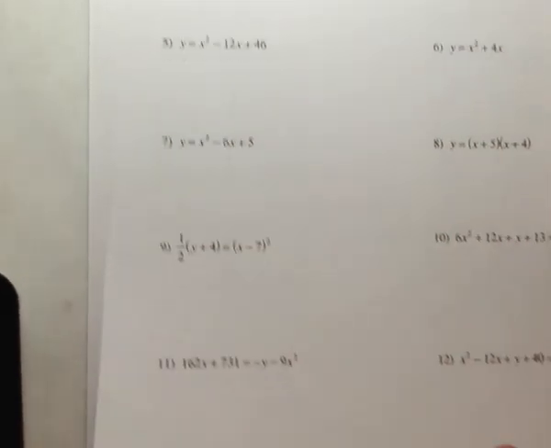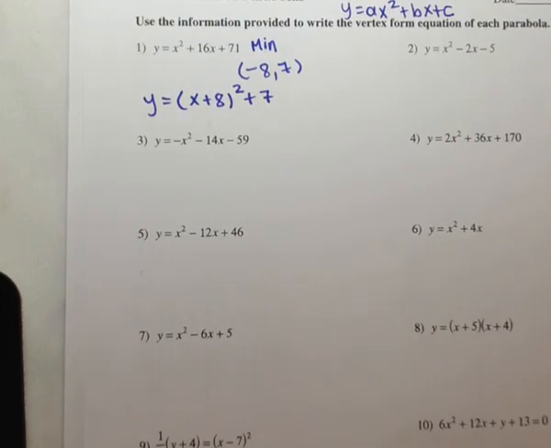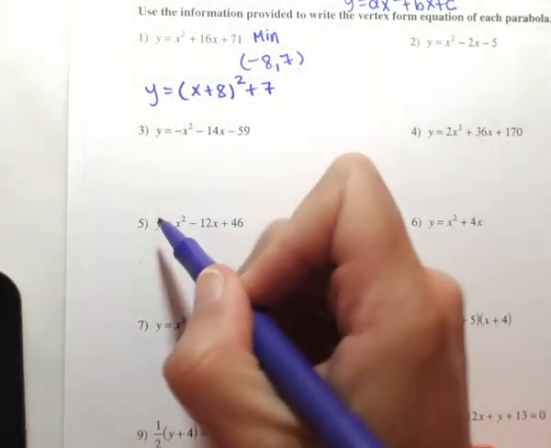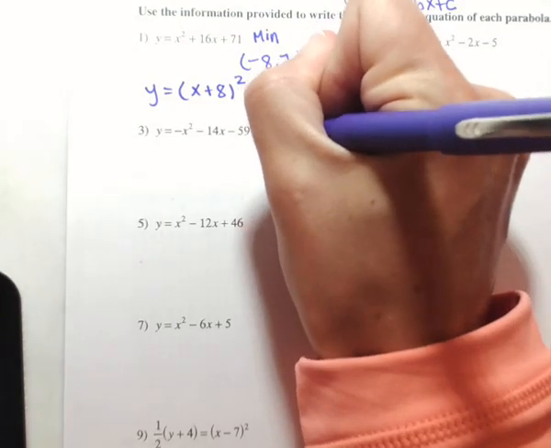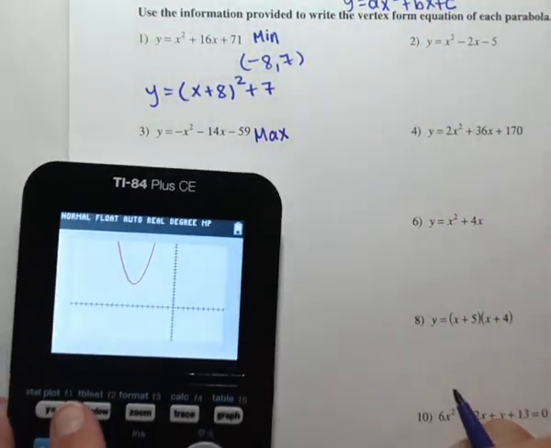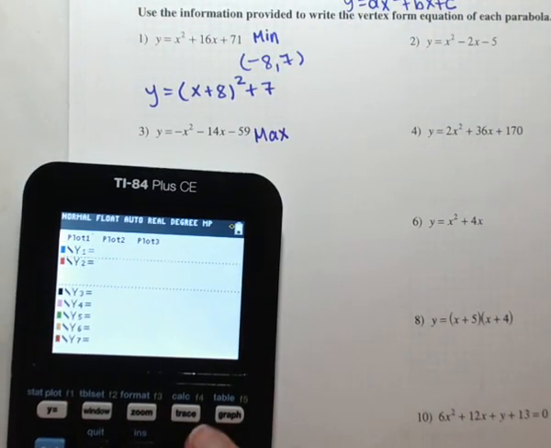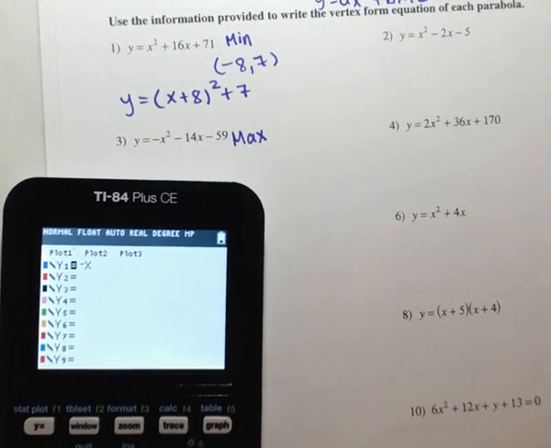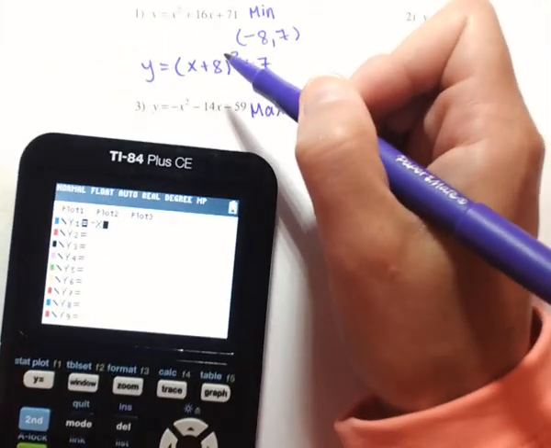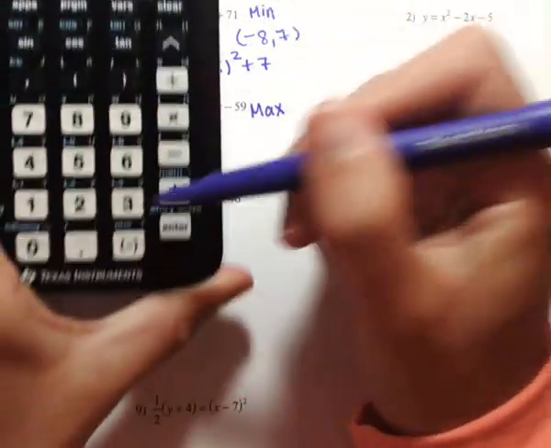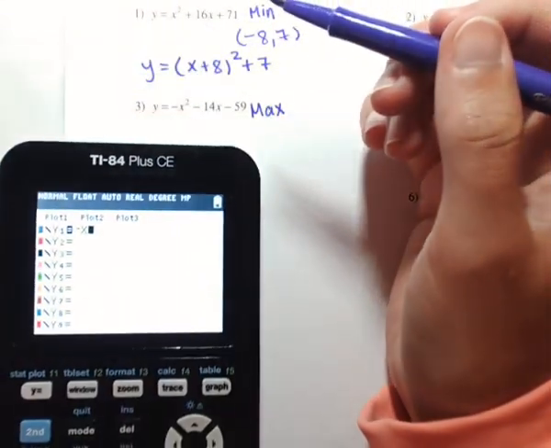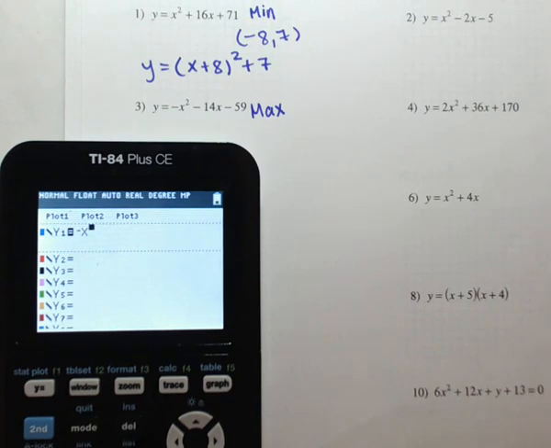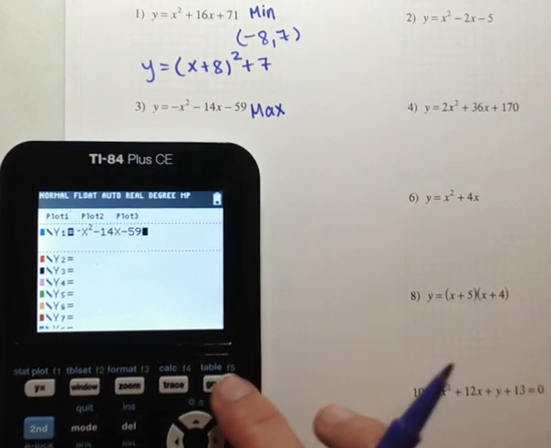Just keep in mind, if there's a negative out front, like on number 3, this is going to flip the graph upside down, and this will be a maximum. So when you find the vertex form of this one, let's clear everything out, type in your new equation, and make sure when you type in the equation for the negative, you use the small negative sign at the bottom. Okay, so negative x squared, oops, try that again, negative x squared minus 14x minus 59, graph.